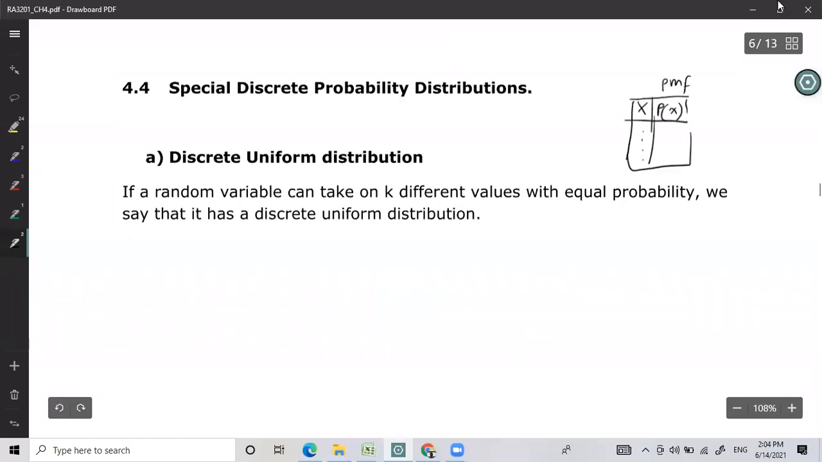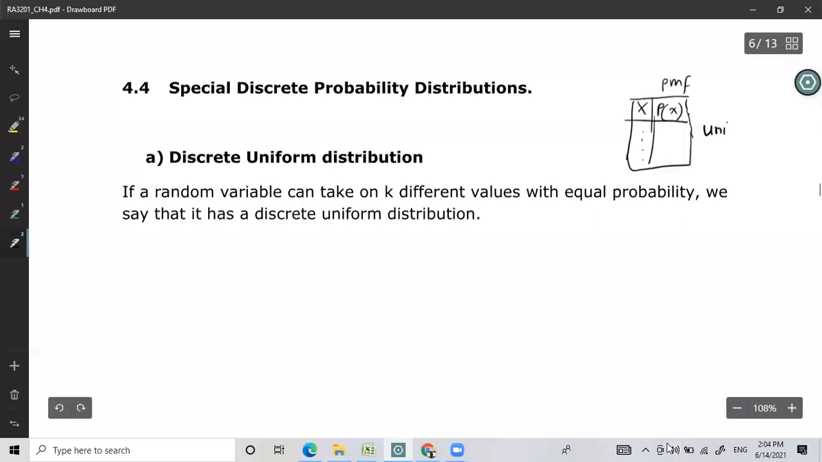Now the problem is, sometimes X contains a large number of possible values. Then preparing a table with lots of pages is not practical, right? You can't do that all the time. And sometimes there can be some special features, so there's no need to prepare a table. You can easily find it in other ways. Therefore, statisticians and mathematicians have figured out some common features that you see in some random variables and grouped them into special distributions and gave them some fancy names. So here are a few of the distributions that we usually use.